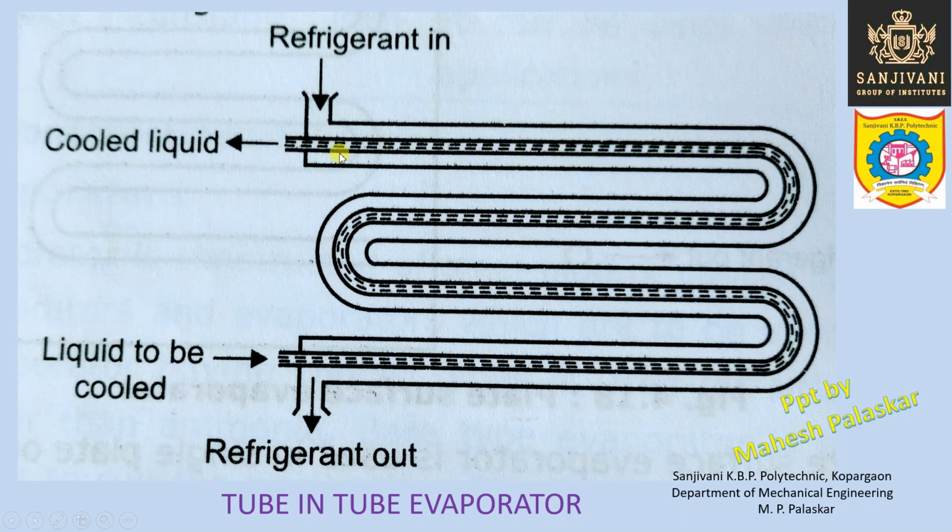Now you can see here that what is entering inside the larger tube or larger coil is the refrigerant. The refrigerant vapor is entering from the top of the larger tube, right? And it leaves from the bottom of the larger coil or tube. Now the liquid is entering. Actually here we can cool the liquid.